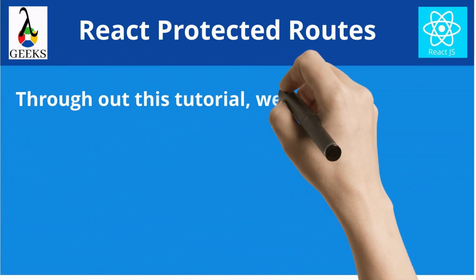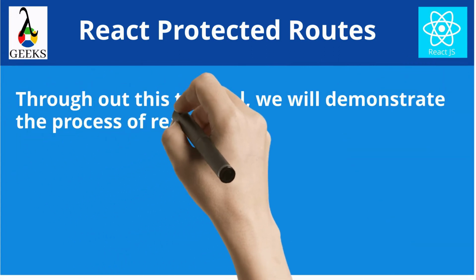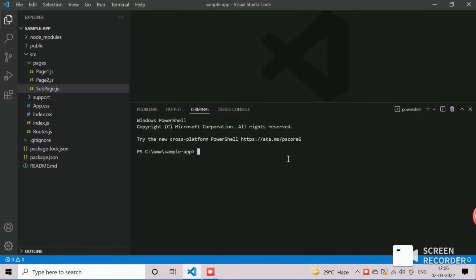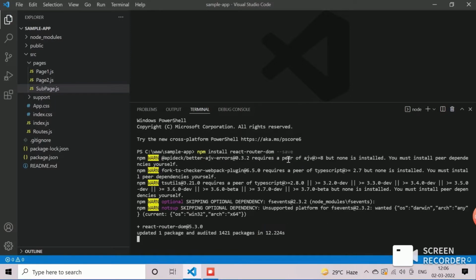Throughout this tutorial, we will demonstrate the process of React Protected Routes. First, we need to install the latest version 6 of React Router DOM module using the command npm install react-router-dom. It will take a few seconds to complete the installation. Let's wait and understand the functionalities to be incorporated using React Protected Routes.